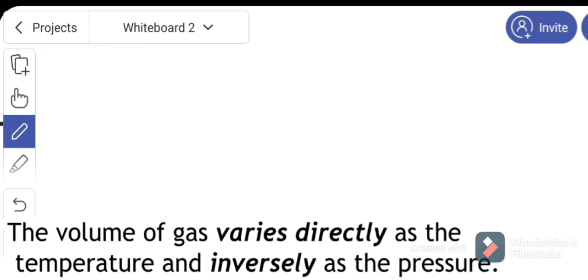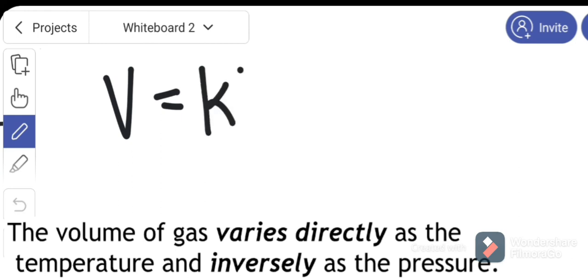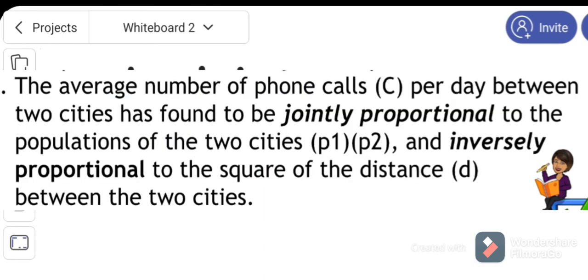The volume of gas varies directly as the temperature and inversely as the pressure. So let us assume variables. Volume V of a gas varies directly as the temperature T and inversely as the pressure P.